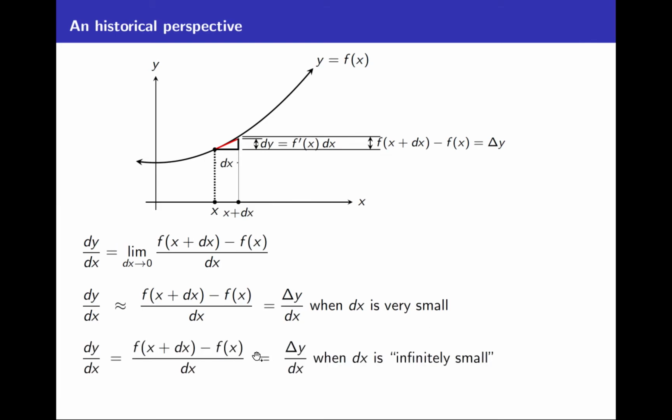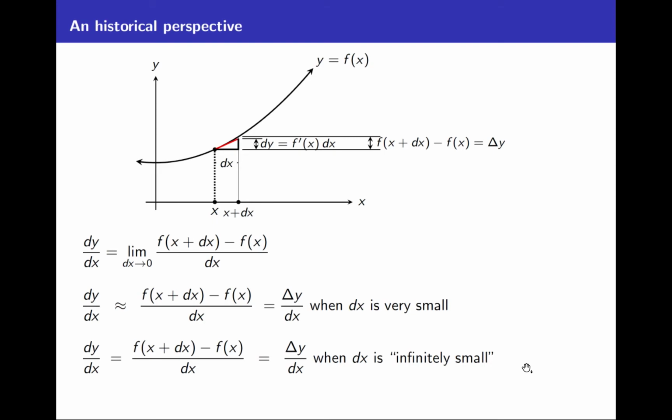And you might even be tempted to say that dy over dx equals delta y over dx when dx is, so to speak, infinitely small, which admittedly doesn't make a whole lot of sense, but there's some kind of logic to it. Dy over dx is equal to the quotient delta y over dx for really, really infinitely small values of dx.